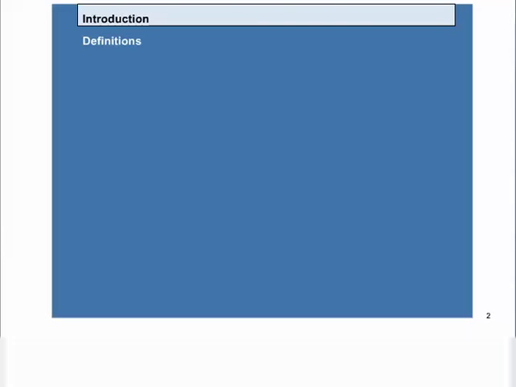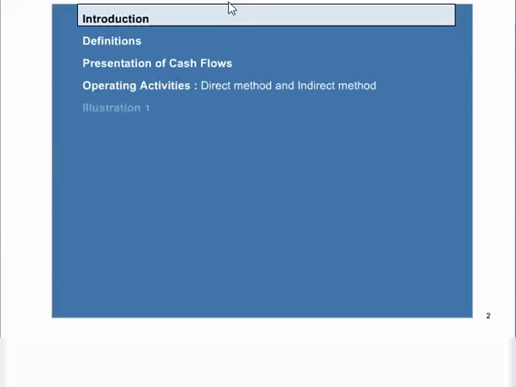Understand definitions given under this standard, like cash, what is cash, cash equivalent. Then we'll discuss the presentation of these cash flows under operating activities, under investing activities, and then finally under financing activities. Under operating activities, we'll briefly do an illustration as they are presented into direct and indirect method.